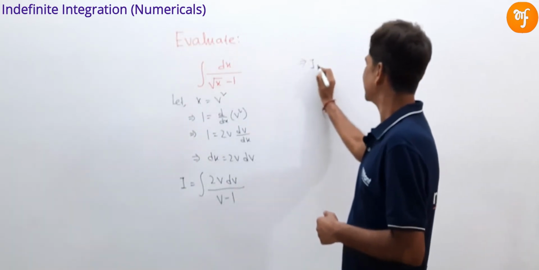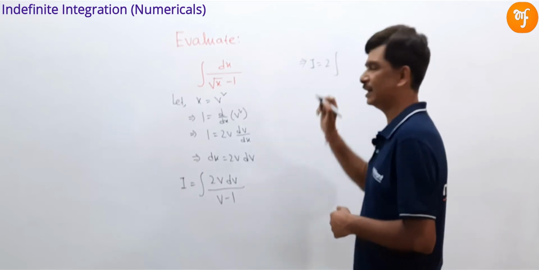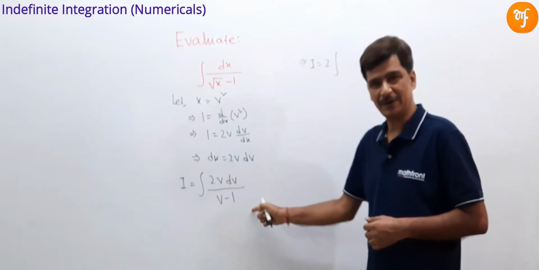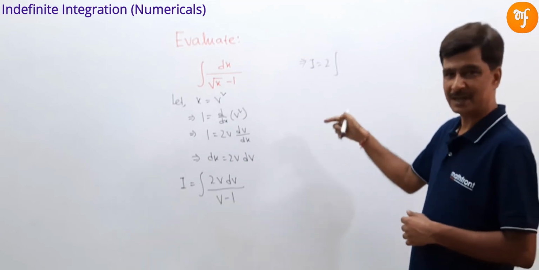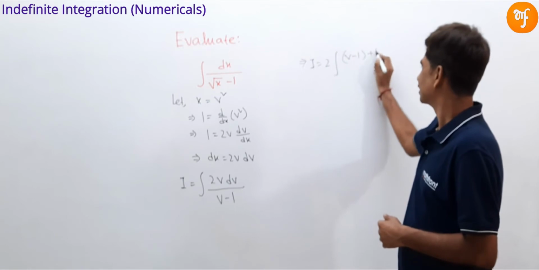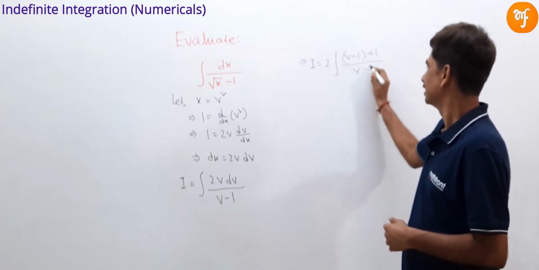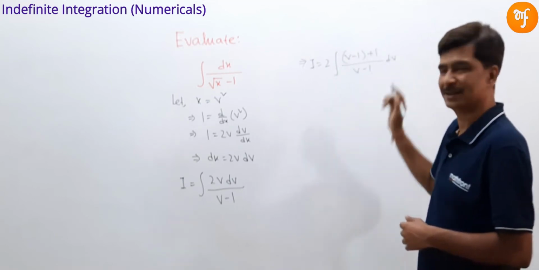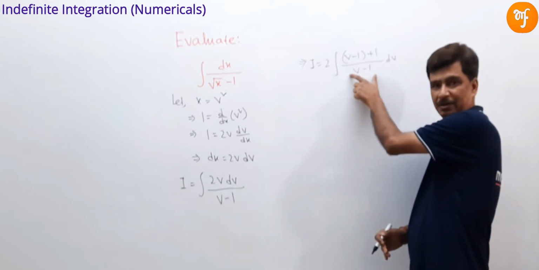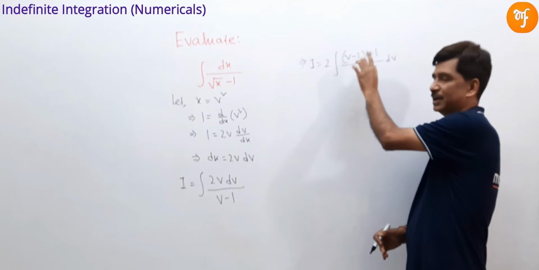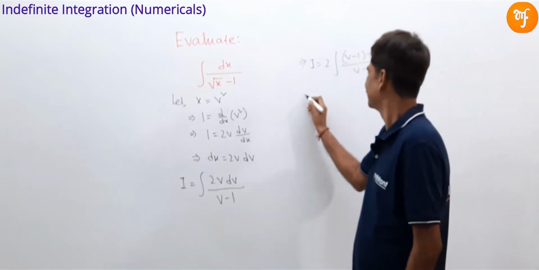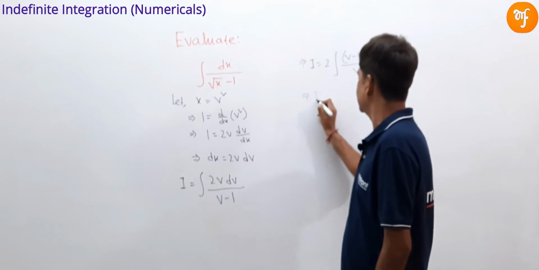Now the integration can be written as 2 into the integration of v dv divided by v minus 1. At the numerator, v can be written as v minus 1 plus 1, divided by v minus 1 at the denominator. As v minus 1 is present at the denominator, that is why we write v minus 1 at the numerator. Is it?